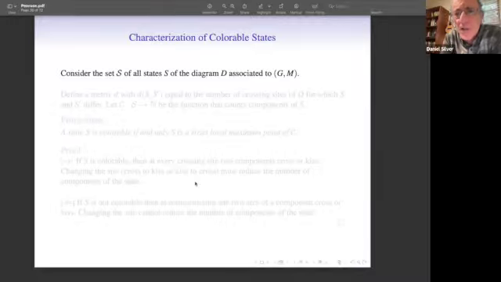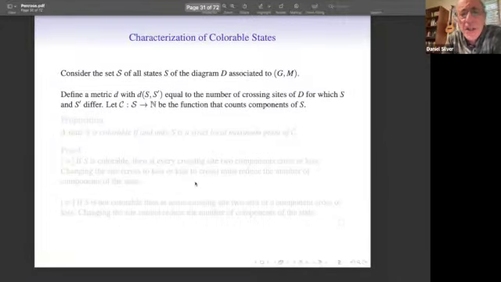All right, I want to characterize these colorable states because they have a very interesting and simple interpretation. Consider the set S of all states of some diagram that we've got associated to GM. And let's define a distance metric between states. So it's equal to the number of places where the two states differ. All I mean is that you look at the crossing sites of your diagram and you see how many places you made a decision to smooth for one and say cross the other. So wherever the decision was different, you count these up, and this is the distance between the two states, S and S prime.